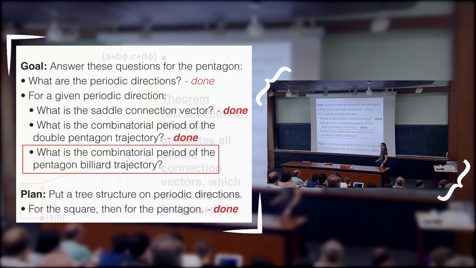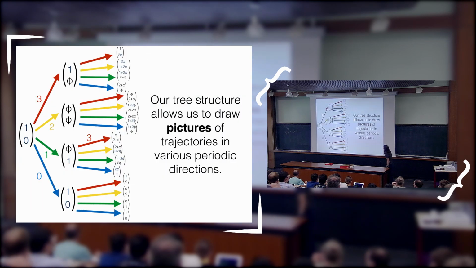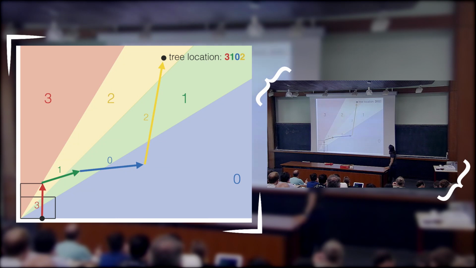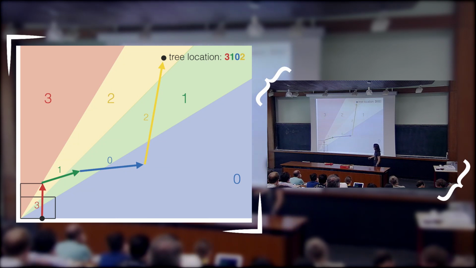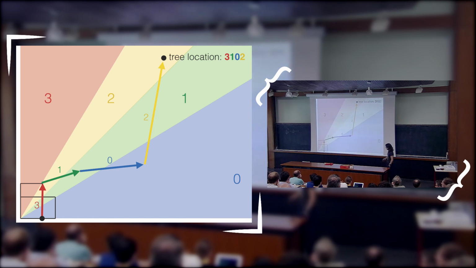So the only thing left to do is to figure out what the period is for the actual pentagon, our shape that we really like, the pentagon billiard table. So let's do that. So our tree structure allows us to draw pictures of trajectories in various periodic directions. So here's a tree. And just to remind you, this is what it means. So we start, for example, with 3, then we do 1, and then 0, and then 2, and then we get this direction. So that's where this is in the tree, and you might wonder what this looks like.